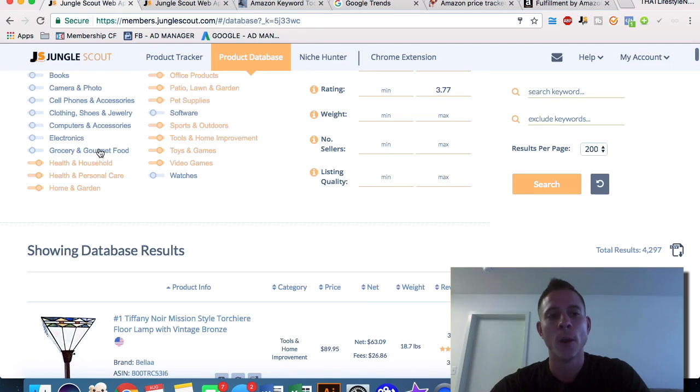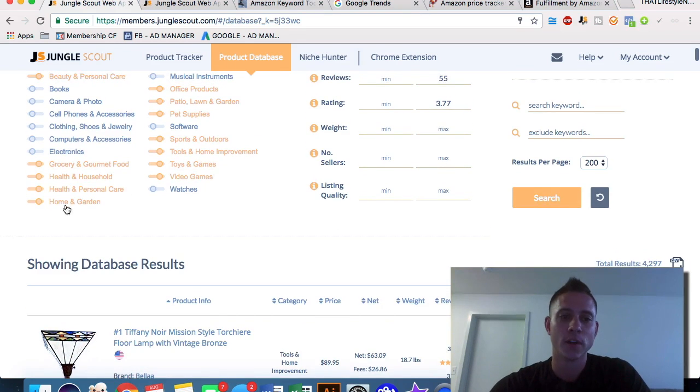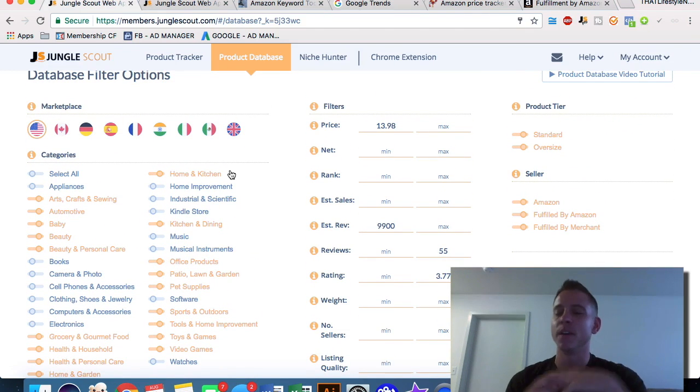Electronics, again, no. Grocery and food is a gated category similar to beauty, but there are ways to get ungated in it. Health and household, health and personal care. Home and garden is a great one. Home and kitchen, right? There's always going to be an incredible amount of super random products, right?